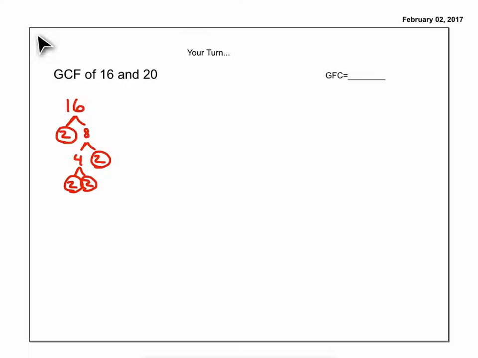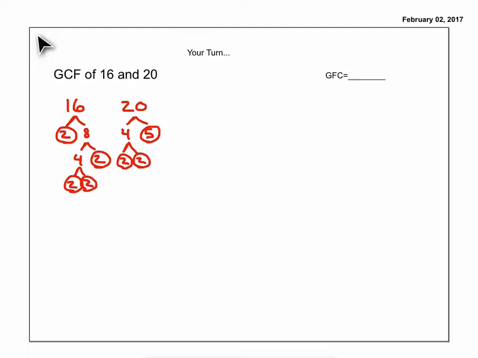Let's go and break down 20 now. Breaking down 20, we need to find two factors that equal 20: 4 and 5. 5 is prime, so let's circle 5. However, 4 is composite, so we've got to break down 4. We can break down 4 to 2 and 2, which are both prime.